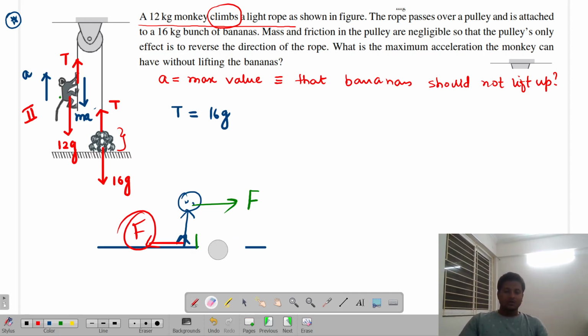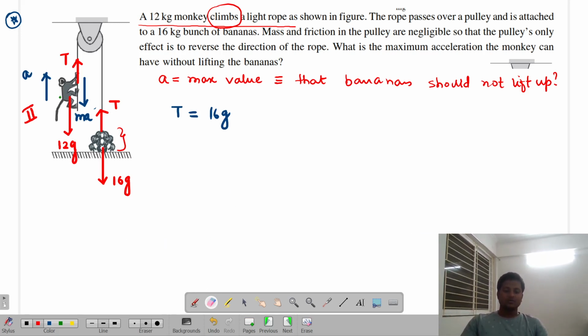Are you able to get me or not? So this is your confusion. Although the monkey is moving with acceleration A, if the value of tension does not exceed 16g, the thread will never move. So that is why it is told to find the maximum value so that the banana will never lift. Are you able to get me?